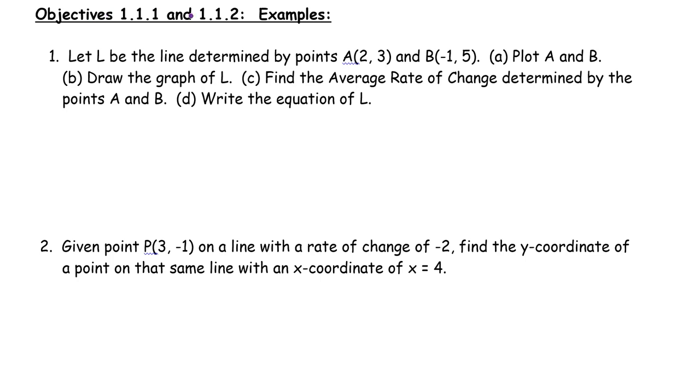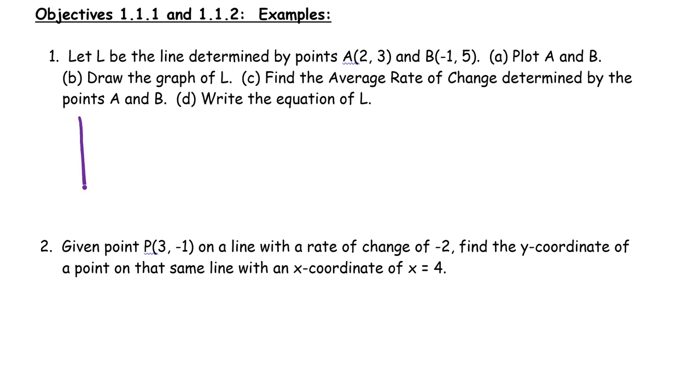I'm going to combine the first two objectives together in the examples that follow. Example 1: let L be the line determined by points A, where A is (2, 3), and B, where B is (-1, 5). And there's a lot of things they want me to do with these points. Plot them, label them A and B, draw the graph of line L, find the average rate of change determined by the points, and write the equation of line L.